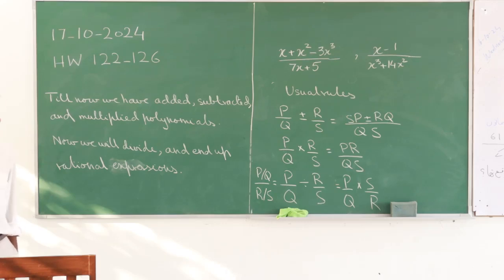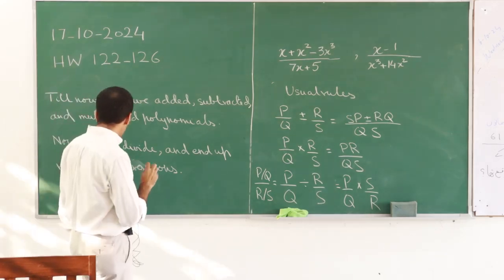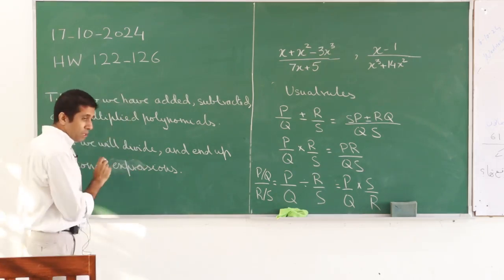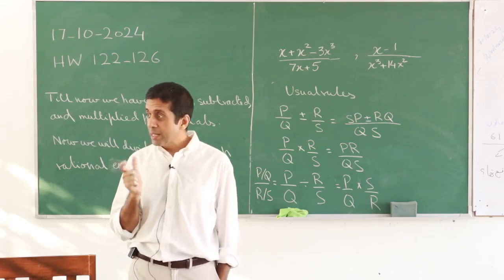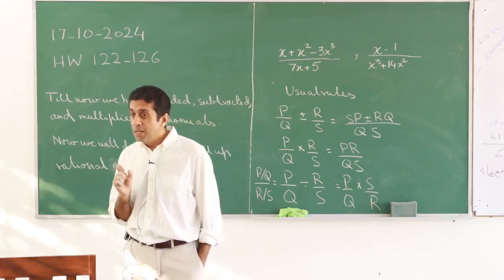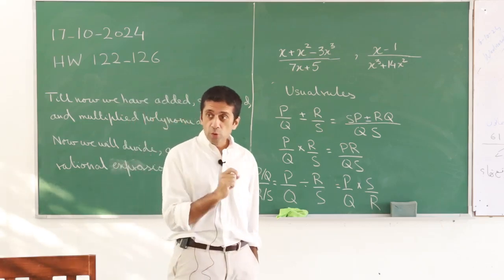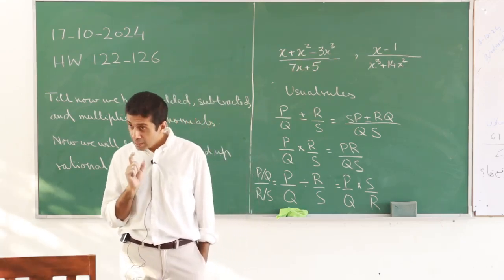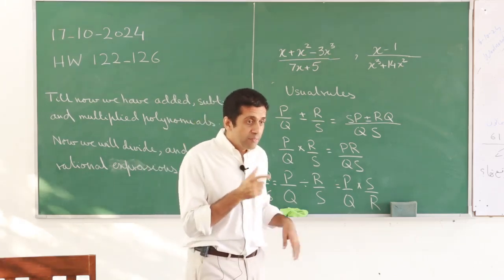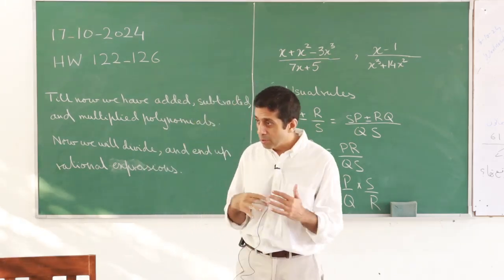Any questions about this? Make sure that the only thing is you cannot divide by 0. Remember, you can't divide by 0. So 1 divided by 0 is undefined. That's not a legal operation in mathematics. Similarly, you can't divide by the 0 polynomial. So for example, x minus x is the 0 polynomial, so you can't divide by x minus x. Okay?